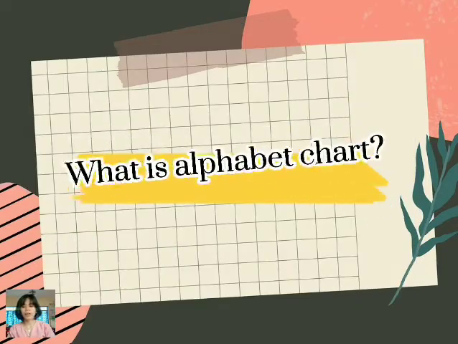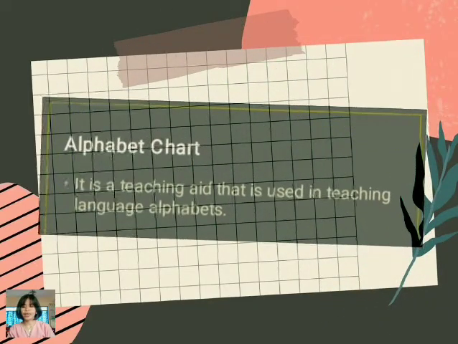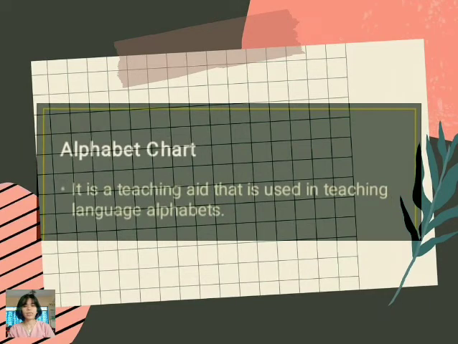Alphabet chart. Alphabet chart is a teaching aid that is used in teaching language alphabets. Alphabet chart facilitates the process of presentation inside a class for beginners. It helps in teaching alphabets in words with pictures and drawings that are related to the learner's environment to help learners start communication. Through the use of alphabet charts, a learner can think, point, match, pronounce, and speak happily.